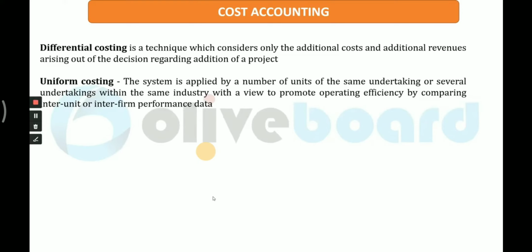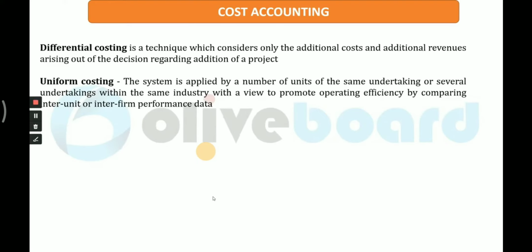Absorption costing is nothing but I have spent the money, I have to give it to the products I have manufactured. So which products will absorb how much? Is it right or not? Again, that was handled by absorption costing. The same way, differential costing: when a new project is coming in, can I take that or not? So it helps in decision making.